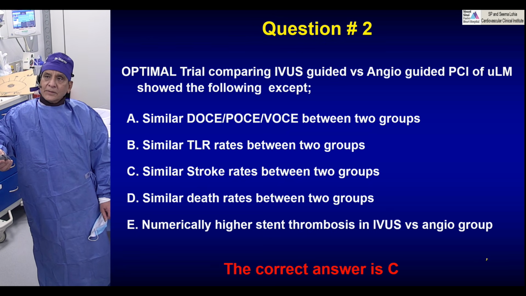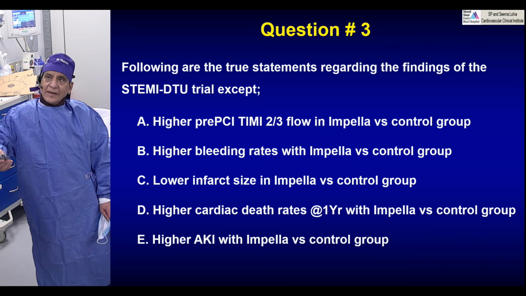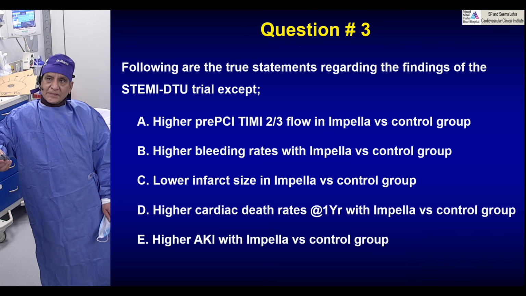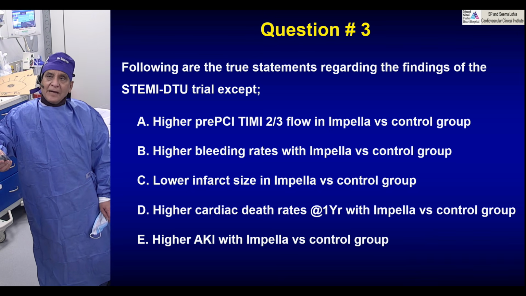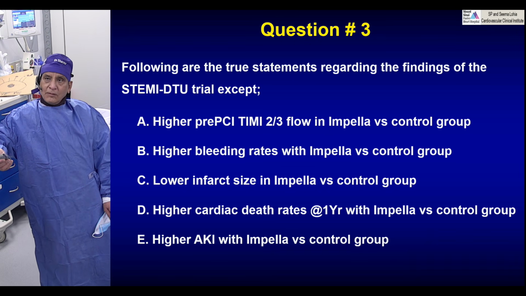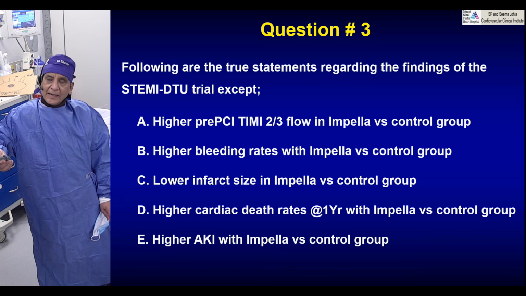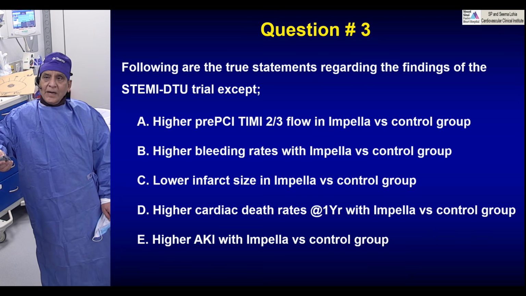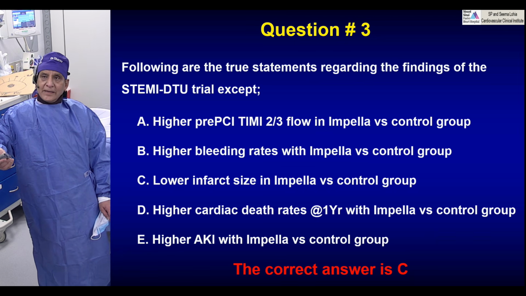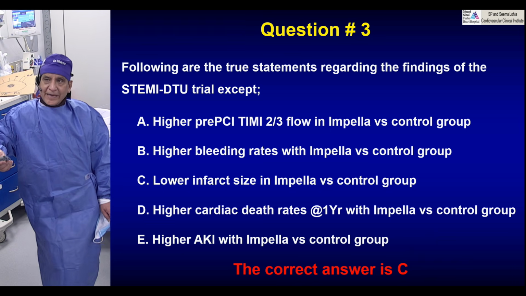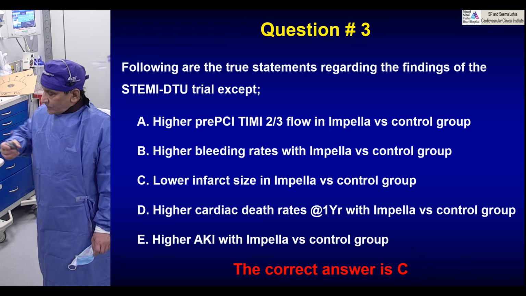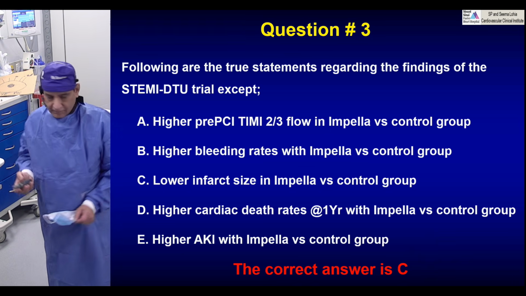Sorry. Our third question is, following are the true statements regarding the findings of the STEMI DTU trial, except higher pre-PCI TIMI 2-3 flow in Impella group, higher bleeding rates, lower infarct size in Impella group, higher cardiac death rates at 1 year with Impella group, higher AKI with Impella group. Answer clearly is there was no lower infarct size in the Impella group. And with that, I conclude my presentation today.